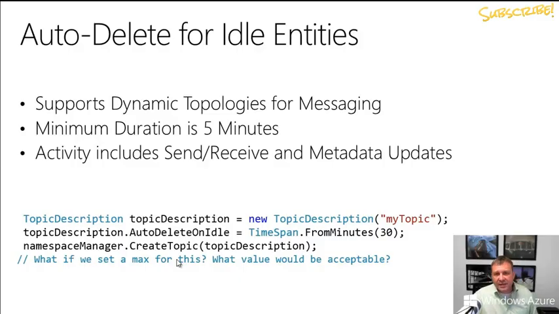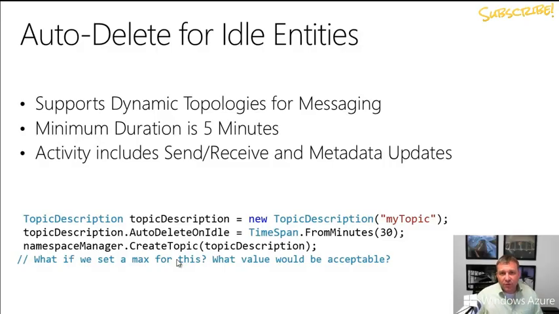So here on the slide you see it's 30 minutes, which means if there's no activity whatsoever, no send, no receive, and no metadata update, as you've seen in the previous slide, when you change the status of an entity, that's a metadata operation. If you don't see any of those activities, then the entity, may that be a subscription or queue or topic, gets automatically removed from the system.